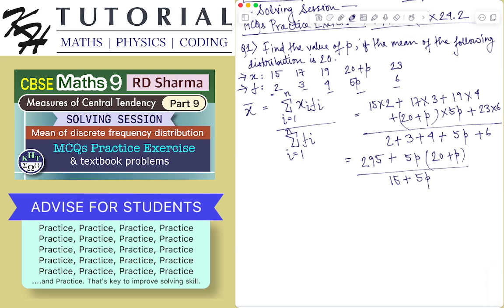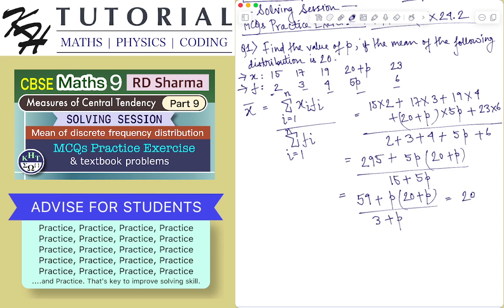Now I think I can cancel out factor 5 from both the numerator and the denominator, and I have 59 plus p into 20 plus p divided by 3 plus p. This is the mean. Now the mean is given to be 20, so this should be equal to 20.